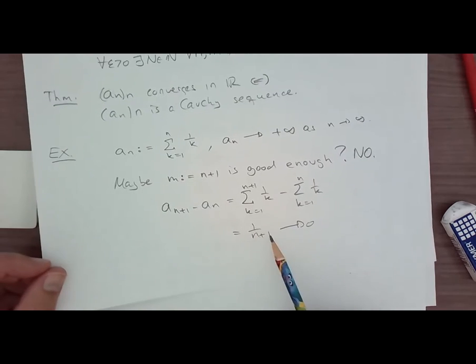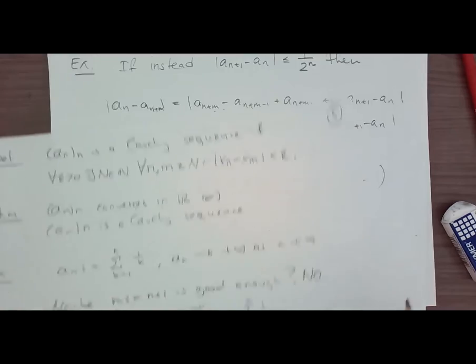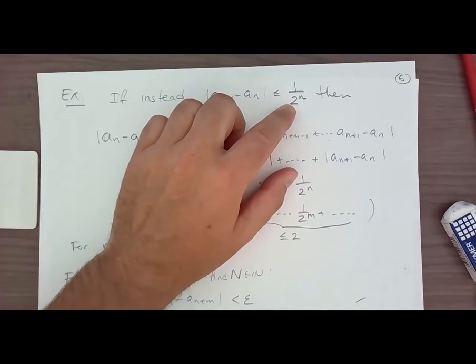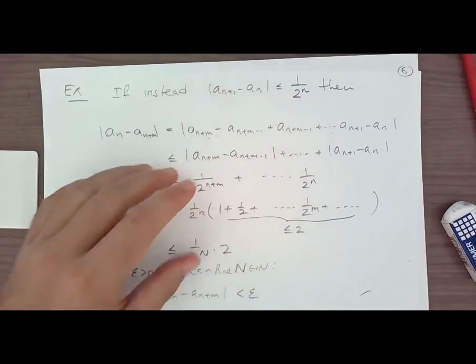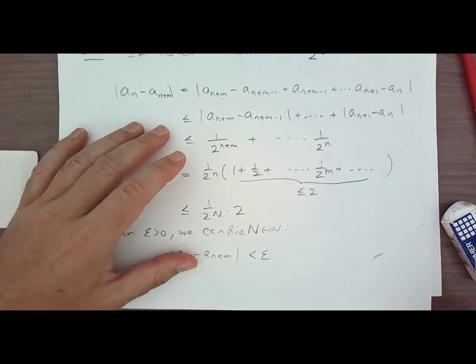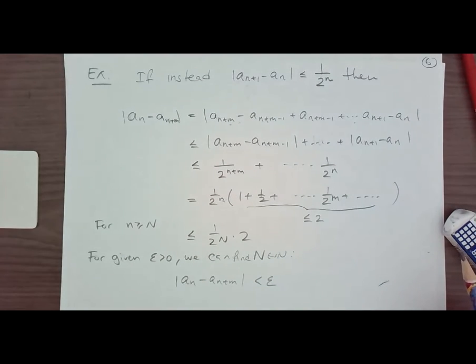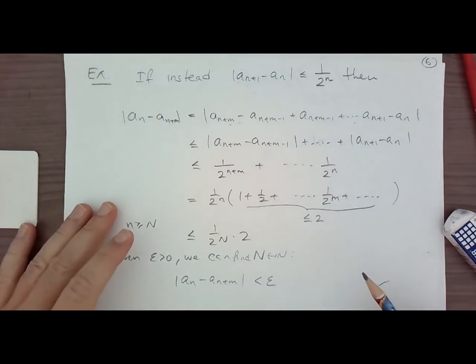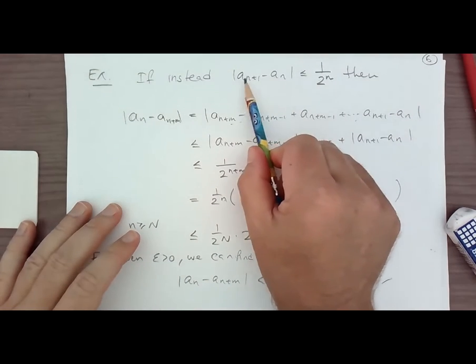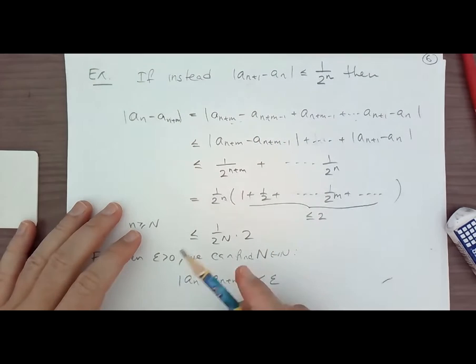Whereas if I speed up this convergence, from 1 over n to something like 1 over 2 to the nth, that is much faster. This is fast enough to make the series a Cauchy sequence, and therefore it converges. The series that corresponds to the sequence here converges.